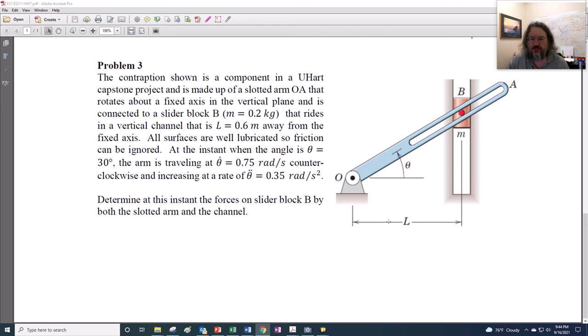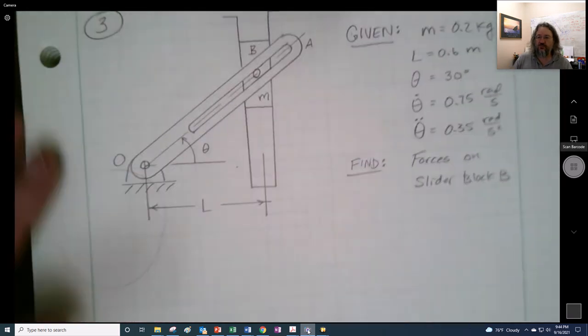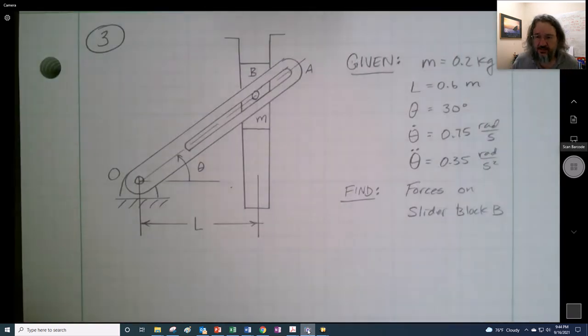So the dimension here is 0.6 meters. This is a little piston-like piece that's being moved up there. It's got a mass of 0.2 kilograms, and this angle is 30 degrees right there. We want to determine the forces on this slider block. So here I've written out the problem, and let's get to it.